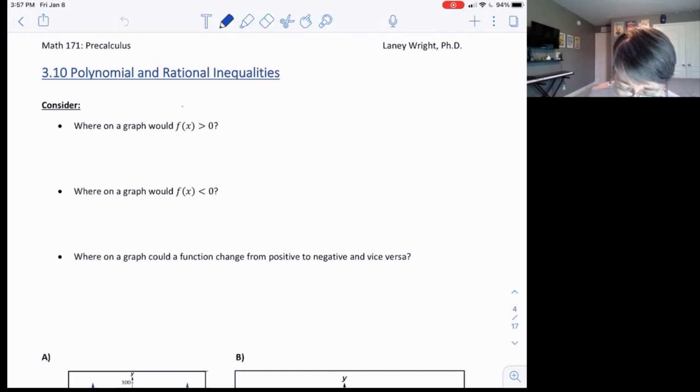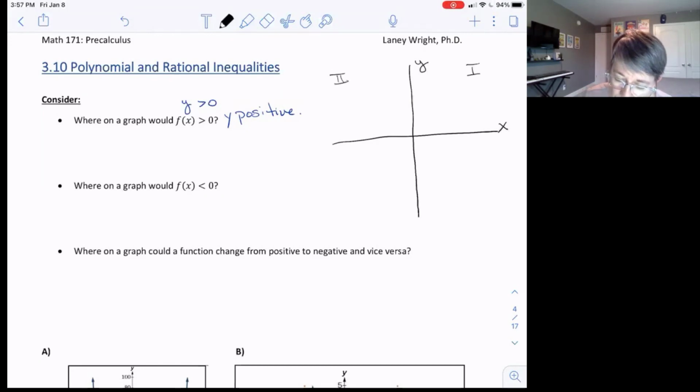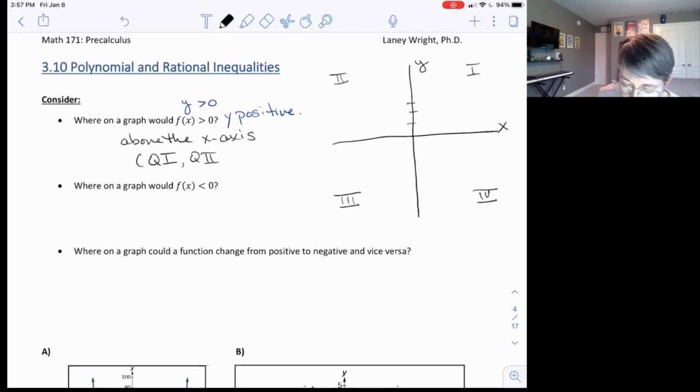So again, f of x is our function value. We can also consider it y greater than 0. So that's asking us, where is our y positive? If we were to consider our coordinate plane with the x-axis and the y-axis, we have quadrant 1, quadrant 2, quadrant 3, and quadrant 4. All of our y values are positive up here above the x-axis. Okay, so that means quadrant 1 and quadrant 2.